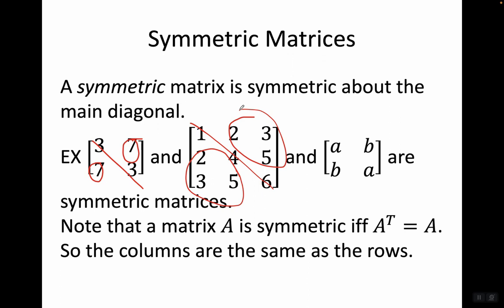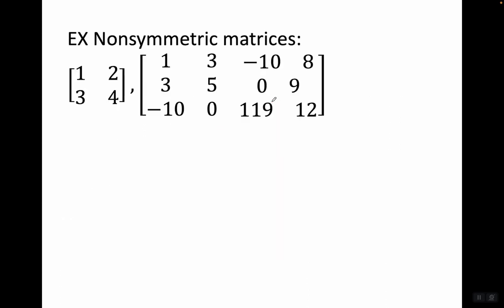Note that a matrix A is symmetric if and only if A transpose equals A. So the columns are the same as the rows. The rows of this matrix are 1, 2, 3, 2, 4, 5, 3, 5, 6, and those are also the columns. So A transpose equals A. Here's some non-symmetric matrices, 1, 2, 3, 4, and there's no way that this could be symmetric because it's not even square. It has to be square to be symmetric.